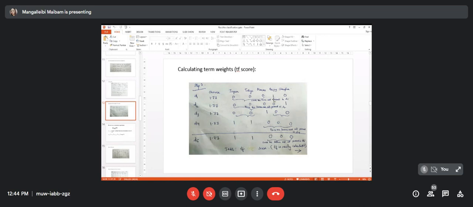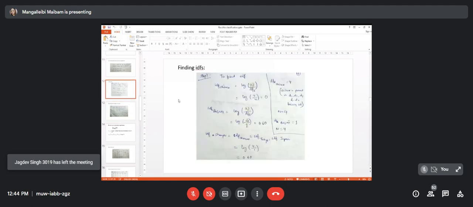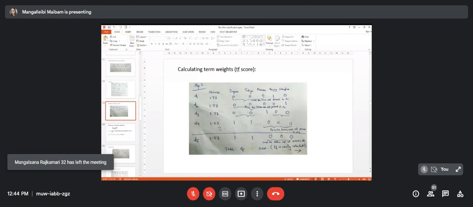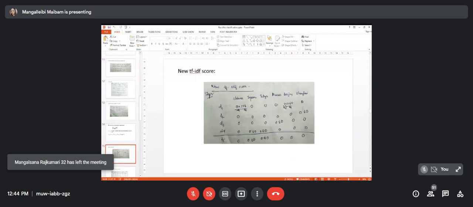For Beijing the TF score is 1, so 1 multiplied by IDF. The IDF for Beijing is 0.60. So 1 into 0.60, that is what is written here.